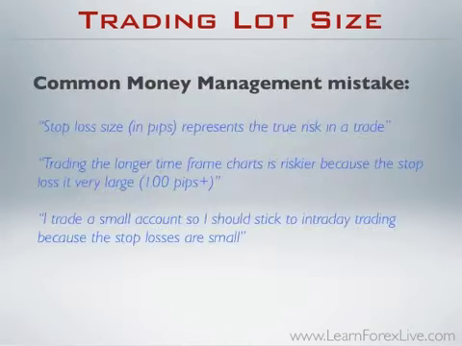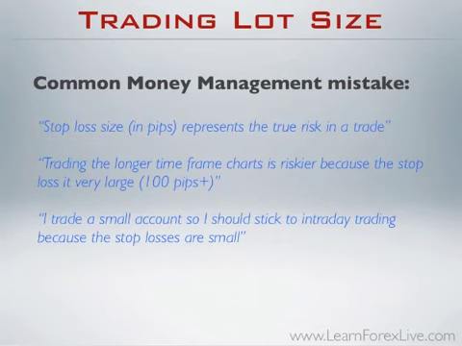Let me first start with some common money management mistakes new traders usually make. They believe that stop loss size in pips, let's say a 30 pip stop loss, a 50 pip stop loss, whatever it may be, represents the actual true risk in a trade. That could not be farther from the truth. The stop loss size, regardless of whether it's 30 pips or 100 pips, does not represent the true risk in a trade.